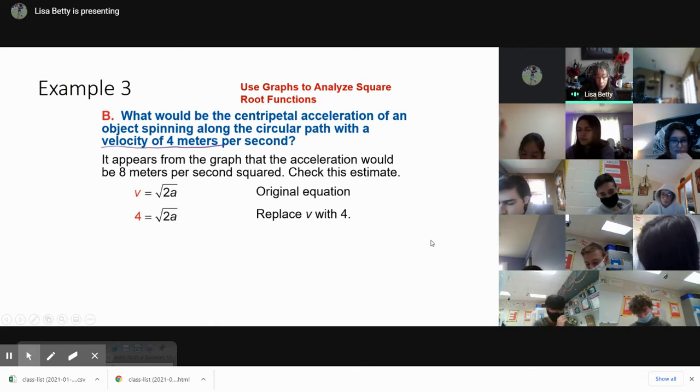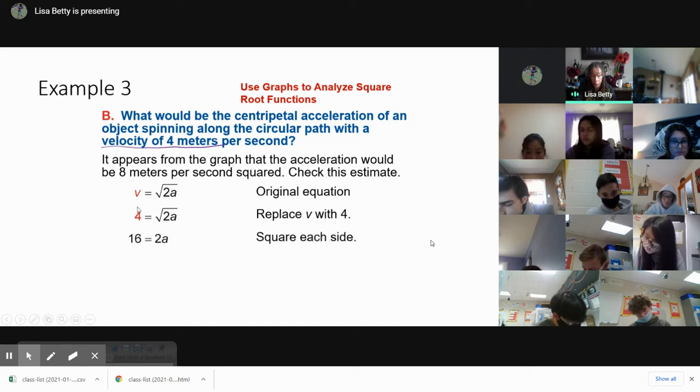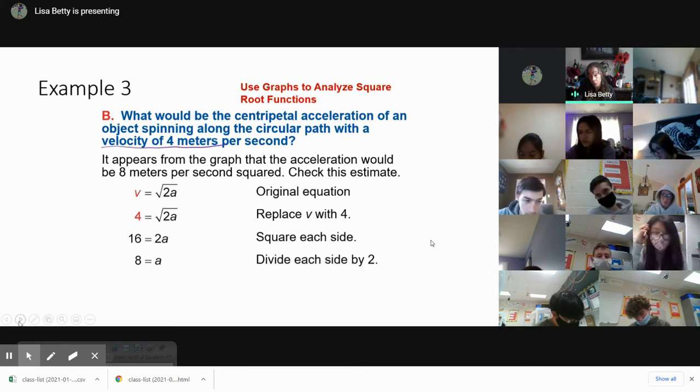So hopefully you guys got an answer. I see a couple of you looking at the screen. What you would do is you would square both sides. So you've got 16 equals 2a, and you would divide both sides by 2, and you would get 8 equals a. So I would know that when my velocity is 4 meters per second, my acceleration would be 8 meters per second squared. Straightforward.